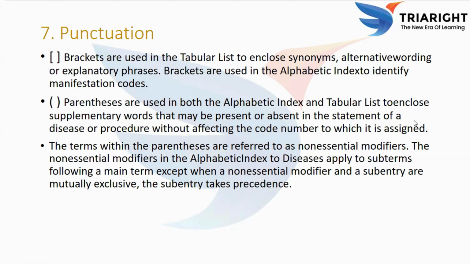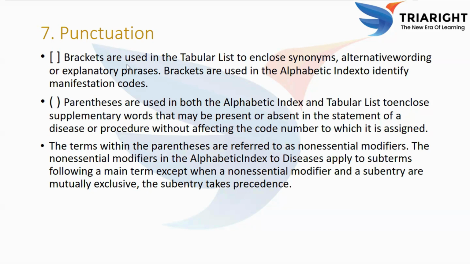This encloses supplementary words or non-essential words. So they may be present or absent in the statement of a disease or procedure. They do not affect the code number assigned. For example, gastritis, acute gastritis. Gastritis means inflammation of the stomach, right? So gastritis, acute and gastritis both use the same code, since acute is non-essential because acute is written within the parentheses. So what do we mean by non-essential modifiers over here?